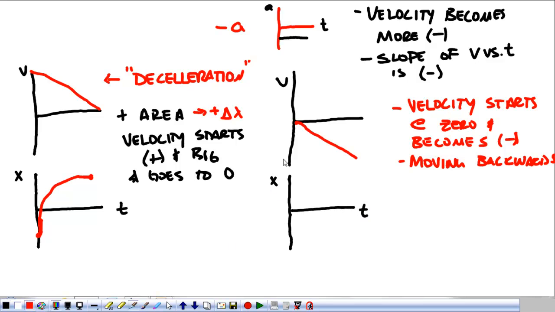In this case, I have negative area. My area for velocity versus time is under the time axis. So I'm going to end up behind where I start because I'm moving backwards the whole time. Now, my velocity starts off at 0. So the slope of position versus time has to start off at 0. And it ends up being a negative slope. So my position versus time sort of dives down and levels off like that.